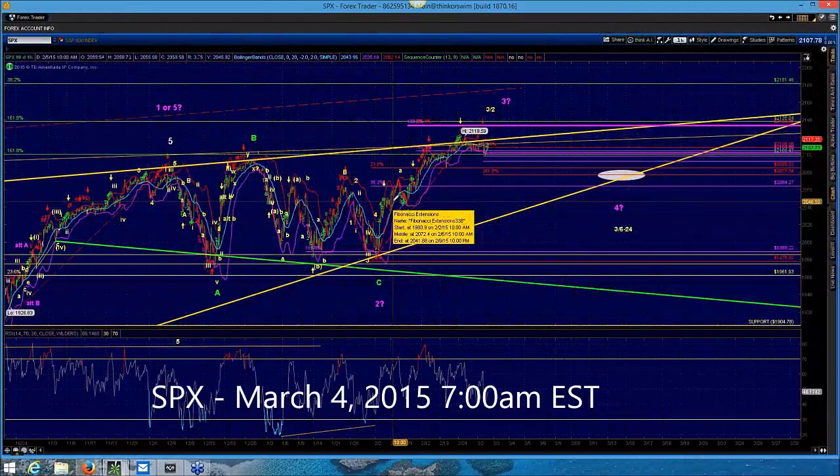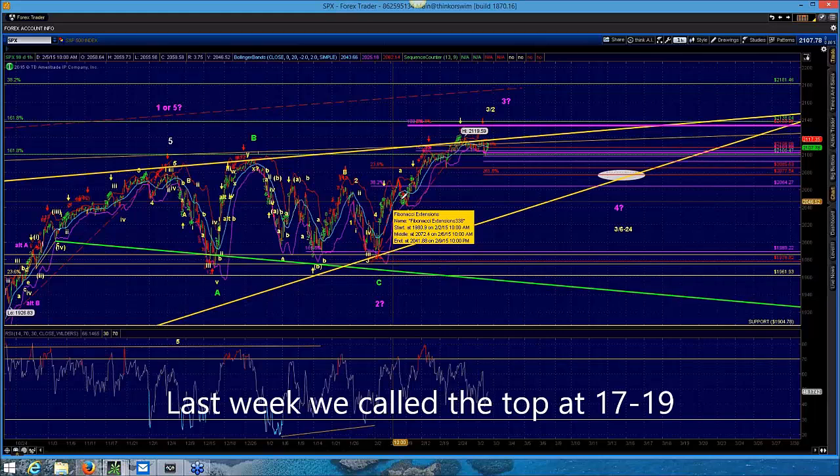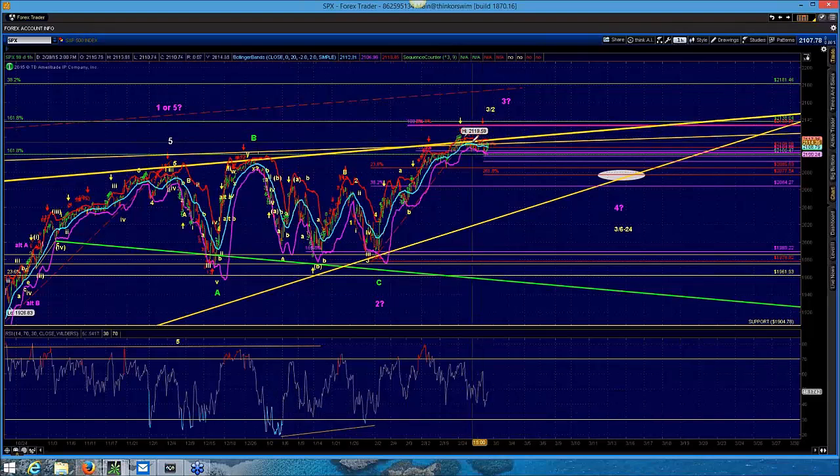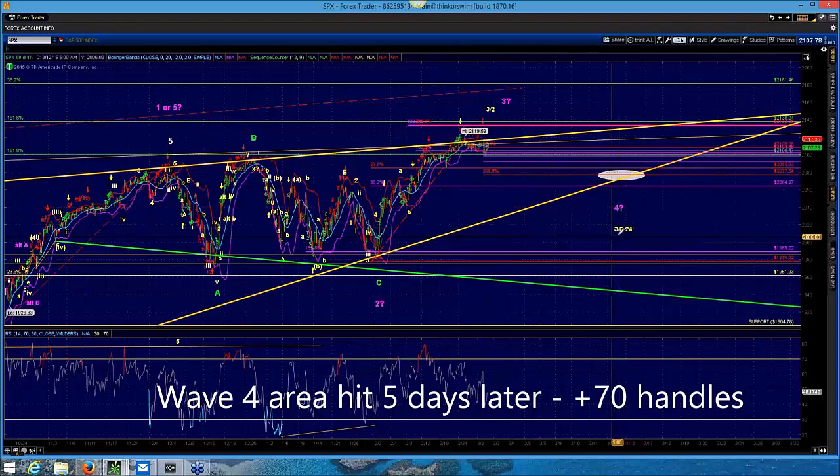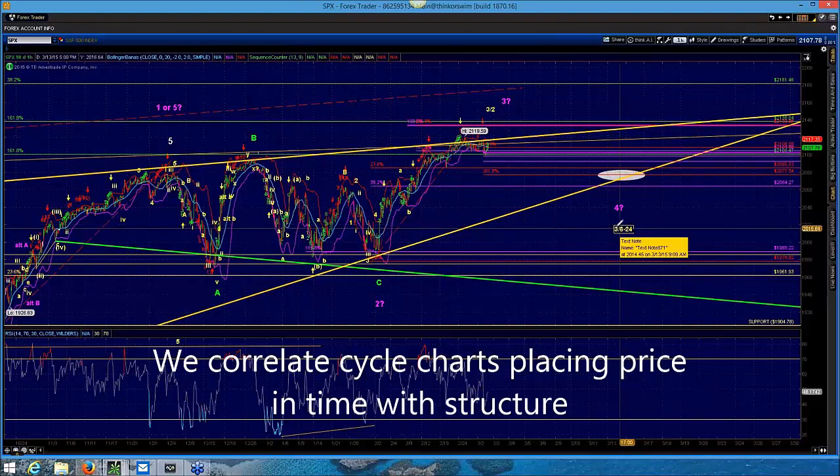Last week we said two target areas, 17 to 19 or 30 to 33. Okay, now we've hit the 19th. So the top could be in. We could be seeing a wave 4 down into this area. Now the wave 4, we're not even in the low window yet. The low window for the fourth wave doesn't start until about the 6th of March. So the 6th through the 24th, that's where I have a low window.